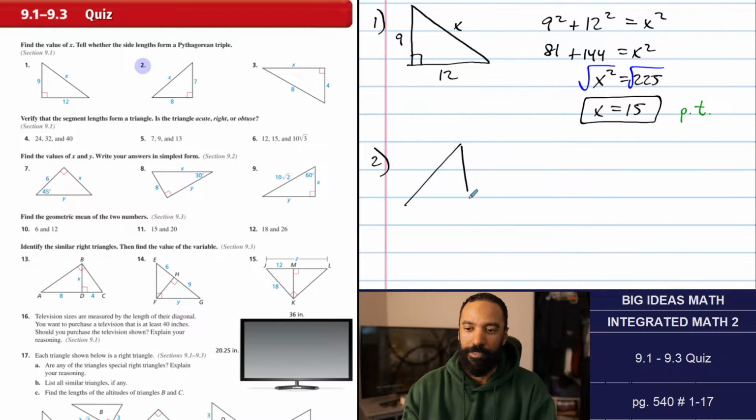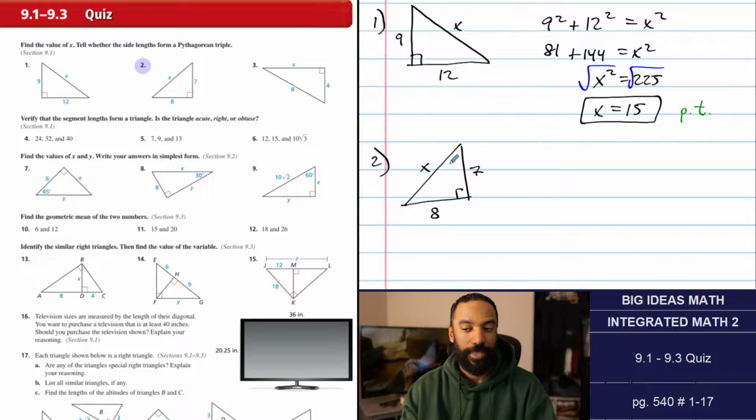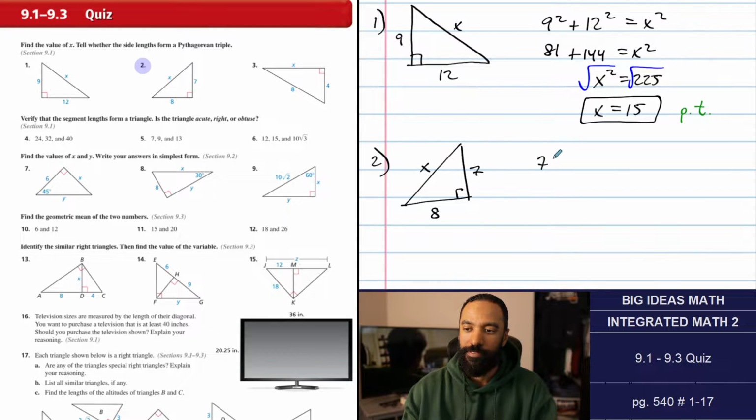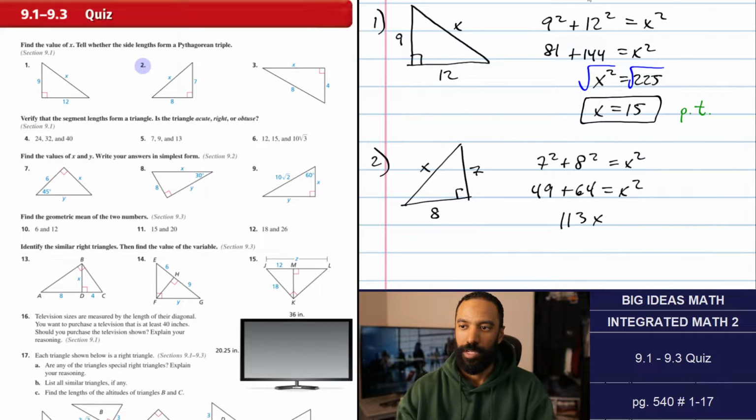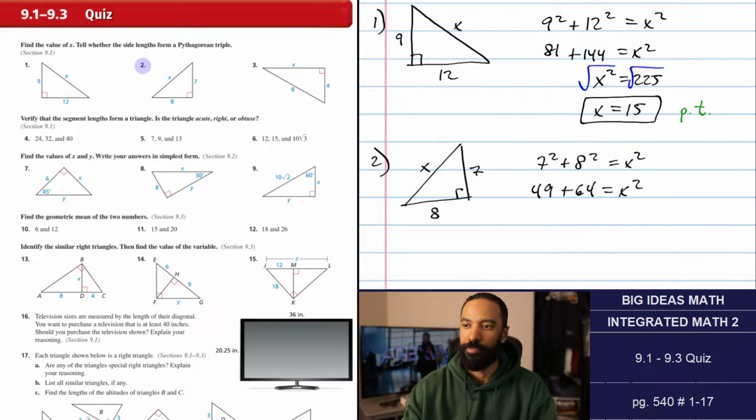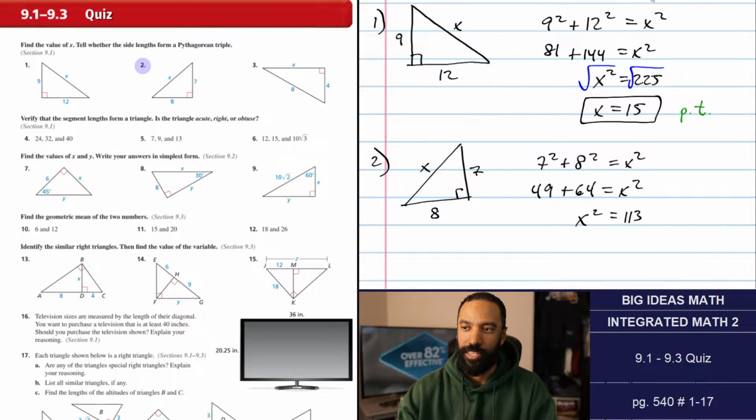Number 2, I can say off the bat, will not be a Pythagorean triple. There isn't a 7, 8, blank Pythagorean triple, so I don't know what the answer is, but we'll find out shortly. 7 squared plus 8 squared equals x squared. That's 49 plus 64, which is 113. Ignore what I just wrote. x squared equals 113. And I take the square root of both sides.